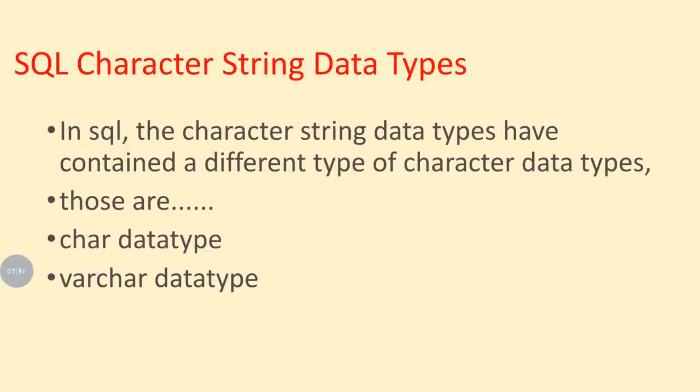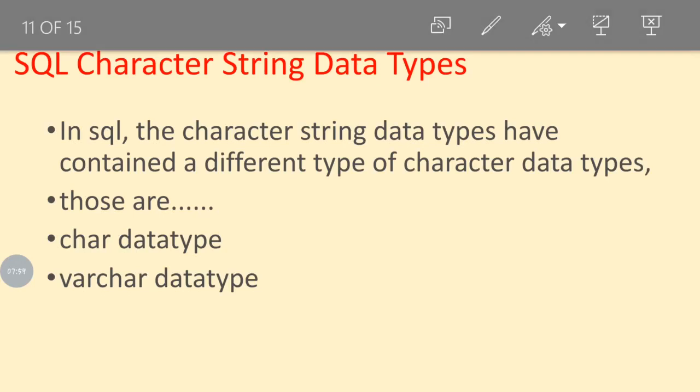So the first one is the SQL character string data type. In this character string data type, we have different types of character data types. One is the char data type and another one is the varchar data type. Already we have seen character and another type. But now under the character string data type, we have two more data types: the char data type and the varchar data type. What is the difference between the char data type and the varchar data type? That we are going to see now.